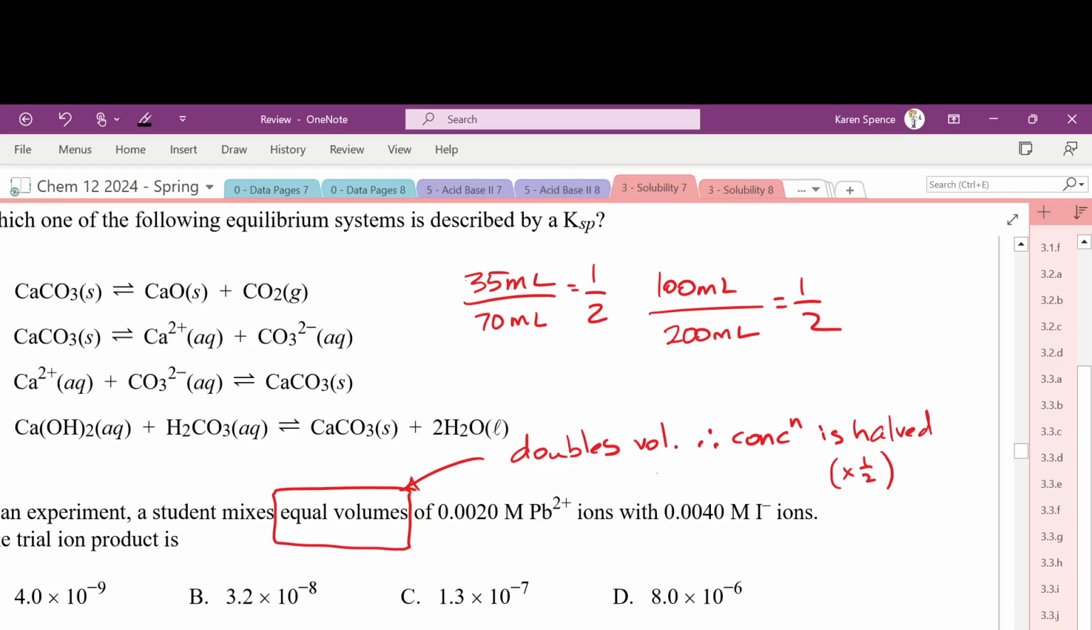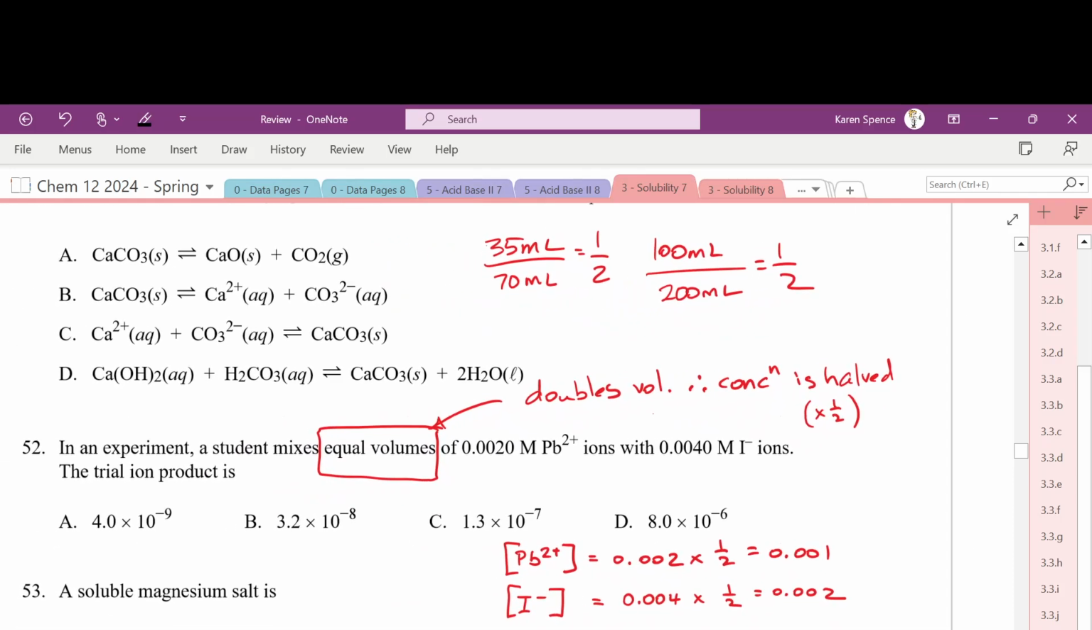Okay, so my concentration of lead then is equal to 0.002 times 1/2, which is 0.001. My concentration of iodide is 0.004 times 1/2, which is 0.002. Now I have lead iodide, which is PbI2. So that's going to dissociate into 1 lead and 2 I minus.